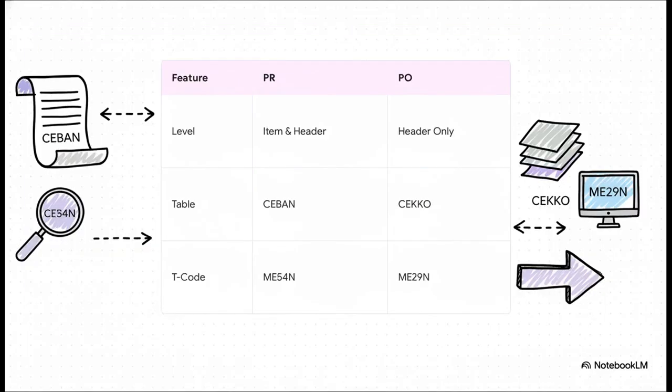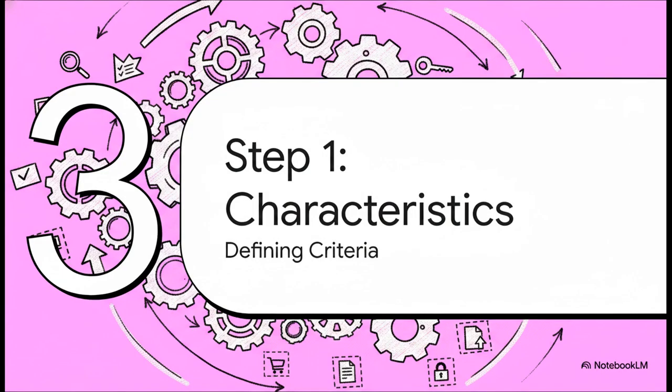Check out this table. Notice the total separation of our database tables and transaction codes for these two documents. A PR lives over in table CEBAN and uses T-code ME54N. But for our journey today, since we're focusing entirely on purchase orders, we're going to be playing strictly in table CEKKO and using T-code ME29N.